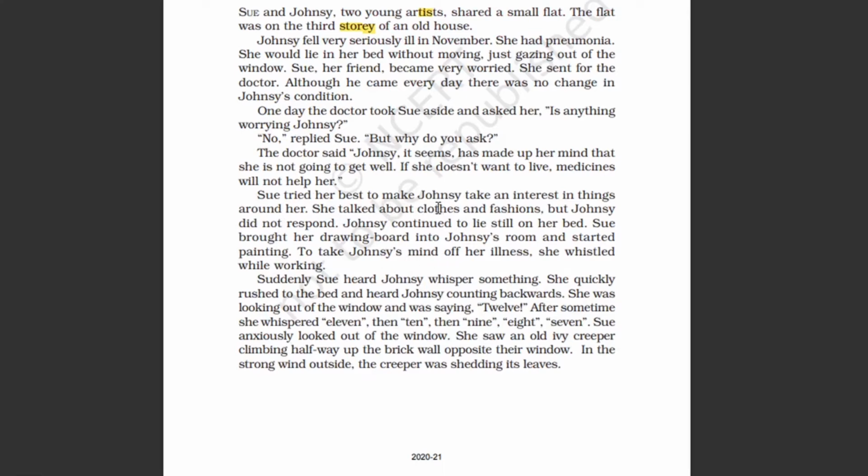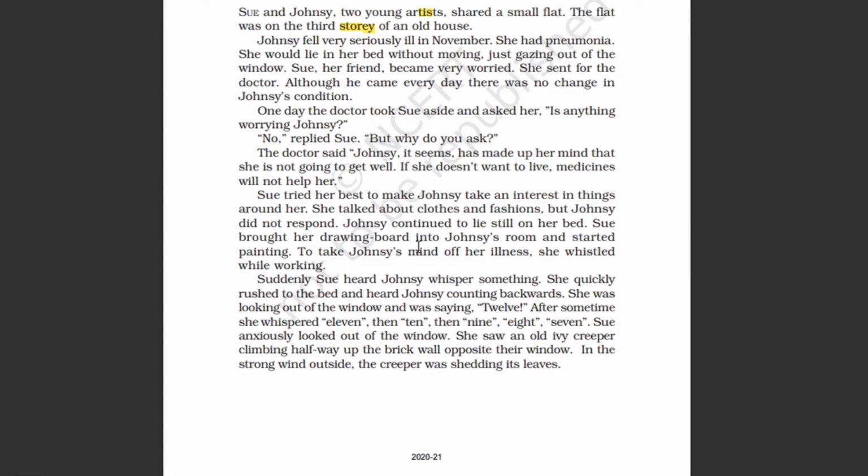Sue tried her best to make Johnsy take an interest in things around her. So Sue, her friend, tried whatever she could do for her. She tried each and everything in order to make her feel better, in order to change her attitude. She talked about clothes and fashions, but Johnsy did not respond. Means she talked about all the things which Johnsy used to like, but she did not respond. Johnsy continued to lie still on her bed.